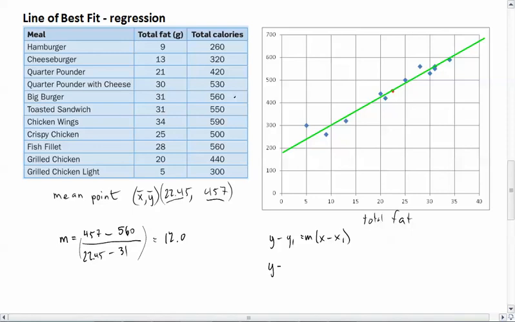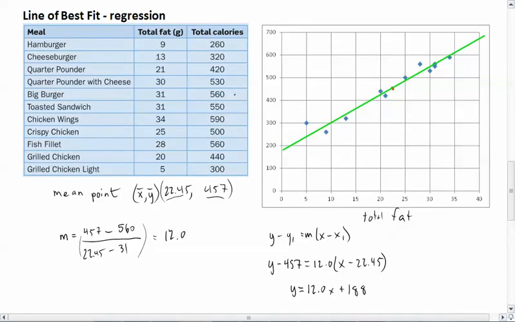So I'm going to go y minus y1, which is 457. Again, I'm going to use the mean point here because that one I know is right in the center of my data. And then 12.0 times x minus 22.45. Now if I take the time to rearrange that, then I will get this, 12.0x plus 188, which looks like it could be just about right with my y-intercept. And this is, by the way, rounded to 3 sig figures, but there is my linear equation.